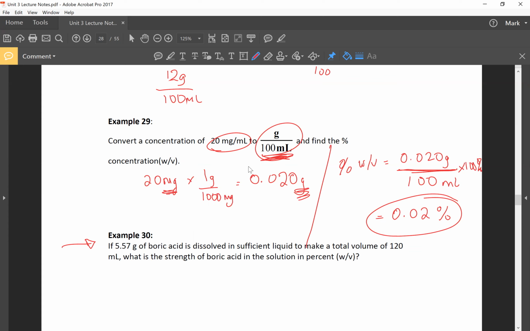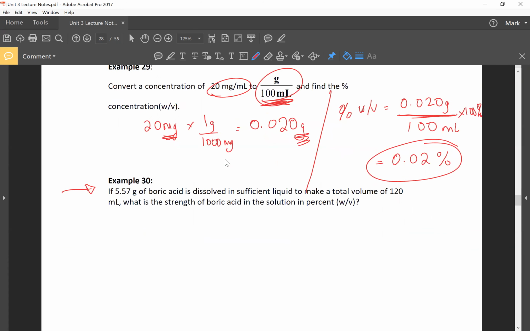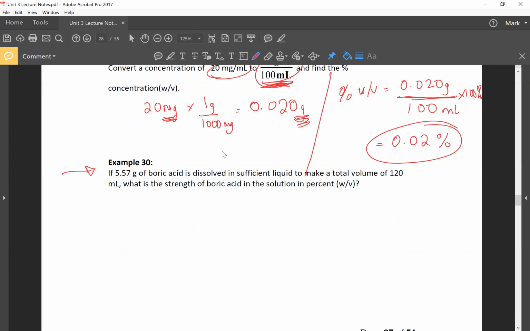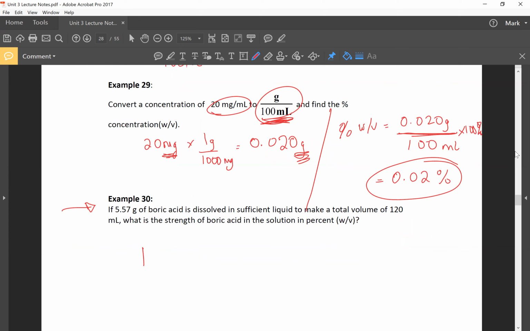Okay. So guys, it's 11 o'clock. I'm going to leave it here for today. Maybe tomorrow we'll do this one. But if you want, you can try it and I'll check your answer tomorrow. But yeah, you guys can give this one a try. It's pretty simple. You just take your mass, you divide it by your volume and times by 100%. But I'll leave it there for today.